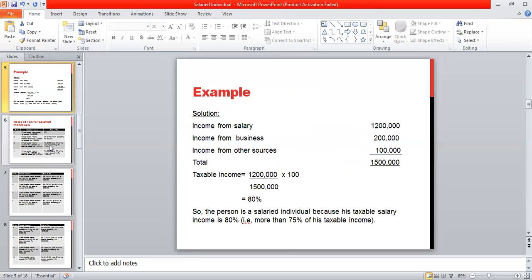Now we put this amount in the formula. Basically we are finding a salaried individual. So income from salary 12 lakh divided by total taxable income, which is 15 lakh, multiplied by 100. The answer is 80%. So the person is a salaried individual because his salary income is 80%, which is more than 75% of his taxable income.